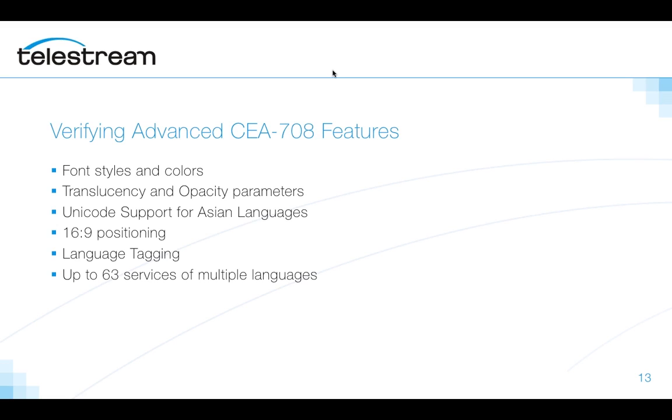And of course, you can have up to 63 services of multiple languages, although because of bandwidth constraints, we've only been able to add 6 languages to 708 before it's too much bandwidth to actually air it. And of course, there's drop shadows. So these are all advanced 708 features that you should be able to verify.